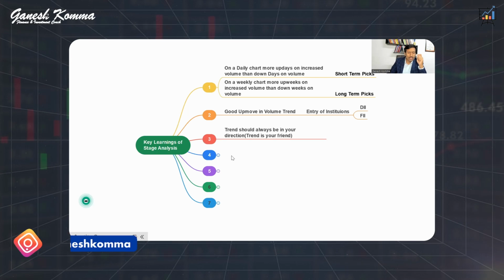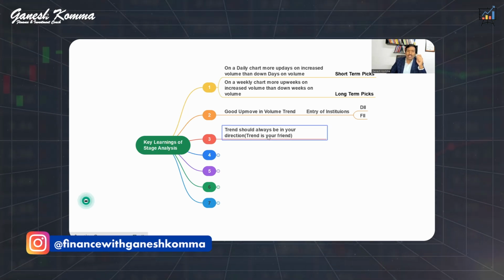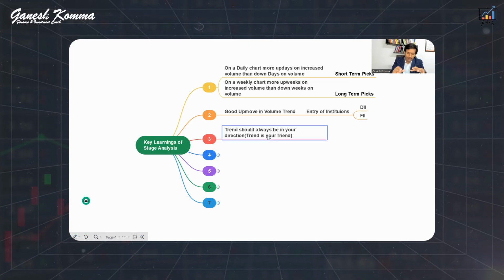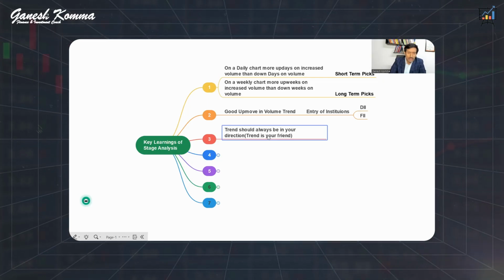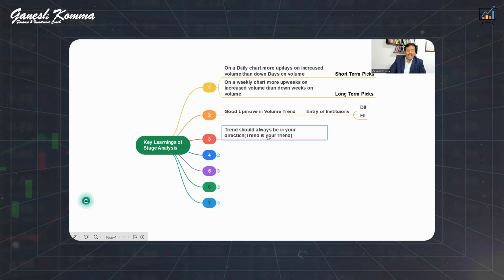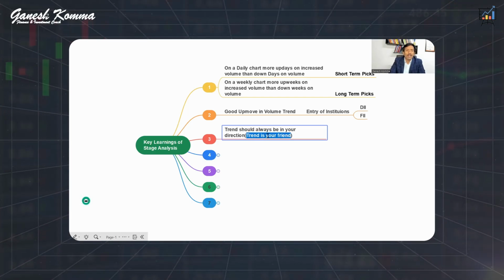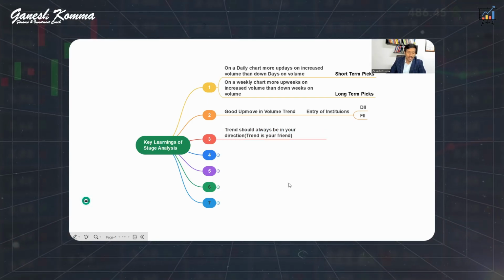Third, one of the most important factors to understand is trend. Every one of you, in your notes or in front of your desk, wherever you spend most of your time, you have to write: trend is your friend. Whenever we have a trending market, you should take advantage of it. So the trend should always be in your direction.